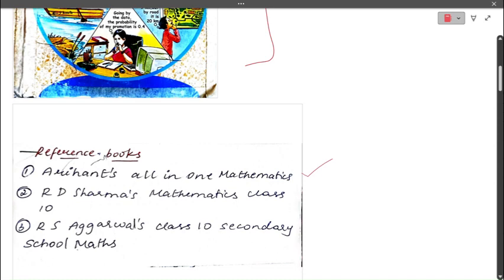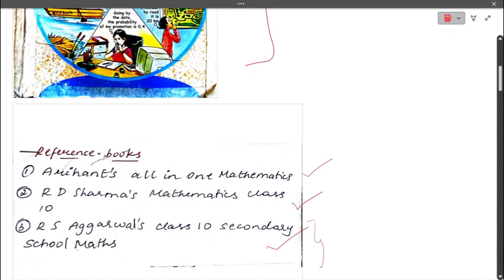R.D. Sharma Mathematics Class 10: we shall be using this for solving additional questions in the class. I shall be touching the majority of the problems from the R.D. Sharma book along with the NCERT. Whereas R.S. Aggarwal Class 10 Secondary School Mathematics is particularly for the students to solve on your own. No matter what, I shall be checking the solutions of this in the class.